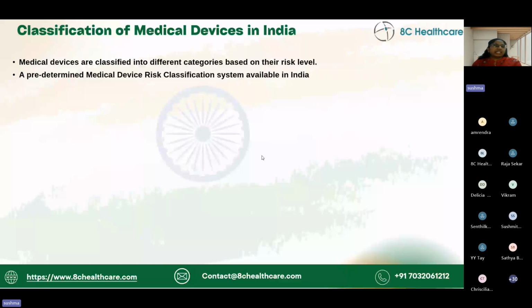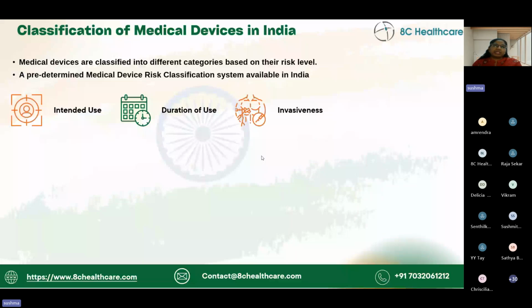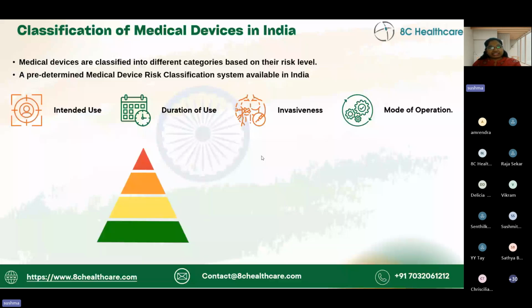The other factors that are used to confirm the classification of the device are four factors that are identified. The first one is the intended use of the device, the duration of the device, the invasiveness of the device, and the mode of operation. Based on these four factors, the risk classification will vary for the device. So here we have put up some examples for your easy understanding.